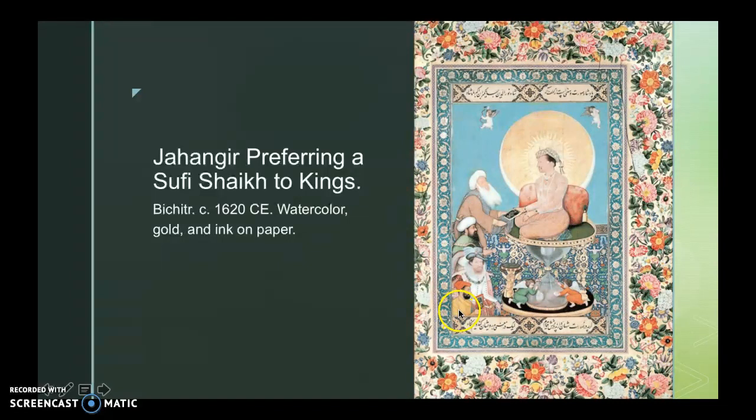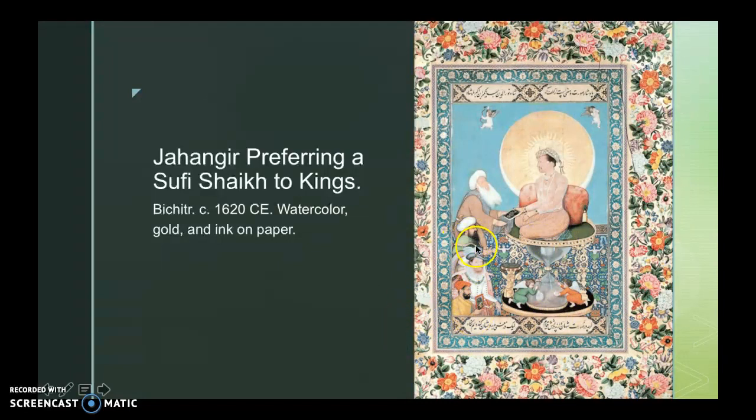So he's on the lowest rung here. Now, next up, we have James I. So we have an English king. And this would have been an image that Bichtir copied from a portrait that was given to Jahangir from the English. So he's actually copying a portrait that was given to Jahangir.